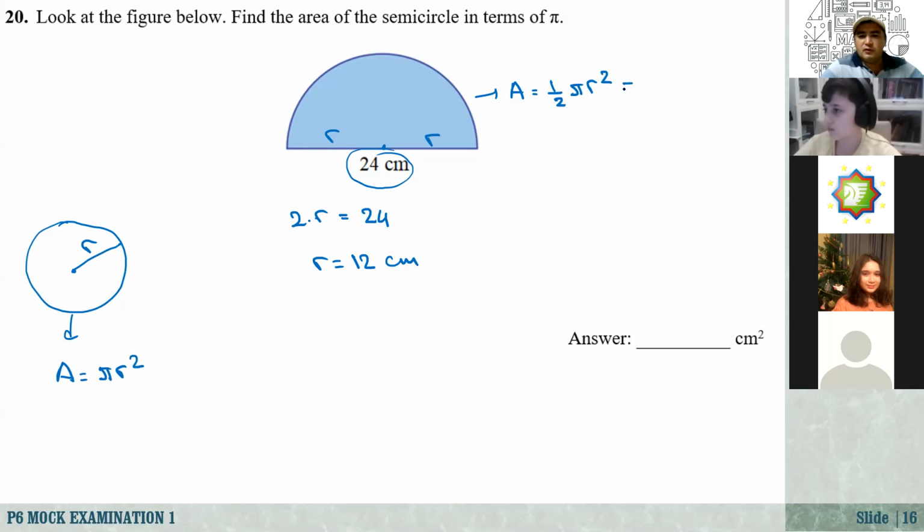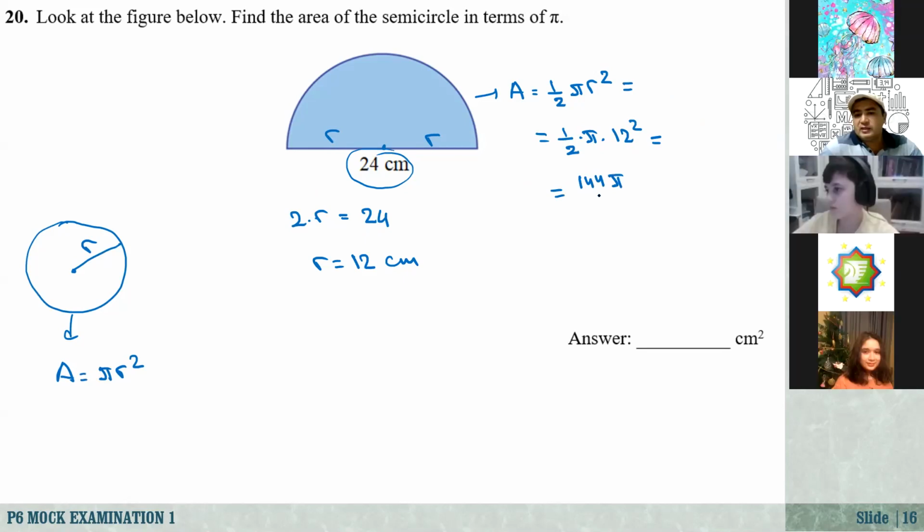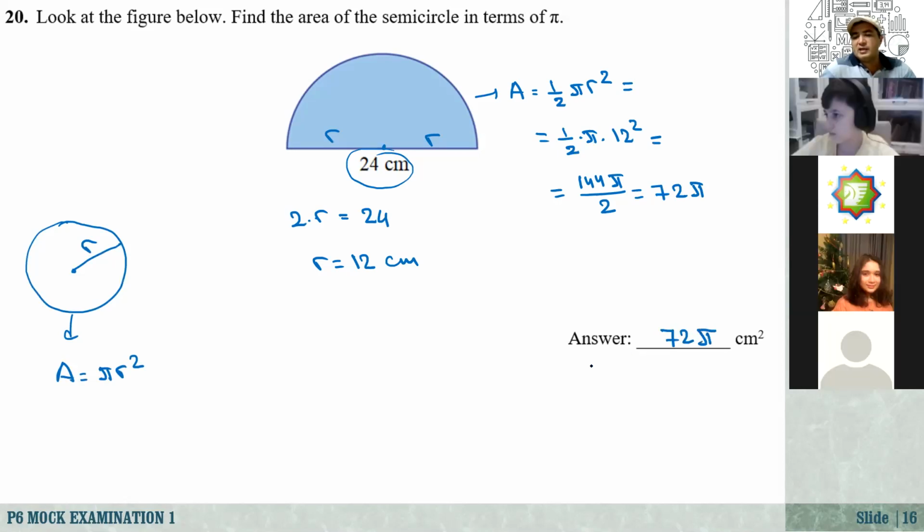So now we can evaluate this area. That is equal to 1 over 2 times pi times r. What is r? It is 12 squared, which is equal to, what is 12 squared? It is 144 times pi, and in the denominator we have 2. If you divide 144 by 2, that's equal to 72 pi. So the answer is 72 pi cm squared.